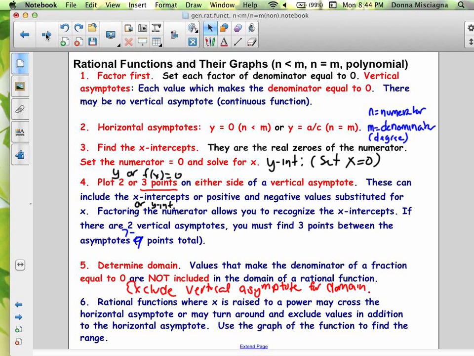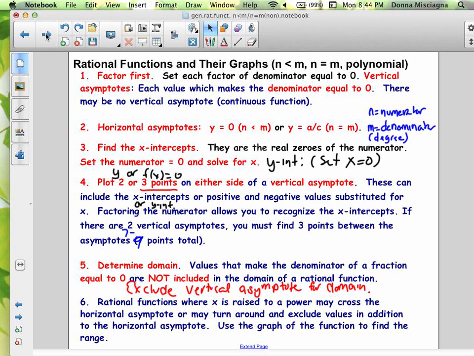We're going to find the x-intercepts. They are the real zeros of the numerator, so we just set the numerator equal to 0 and solve for x. If you haven't noticed, when we cross multiply and you multiply anything by 0, you get 0. So all that really matters is that the numerator is equal to 0, because when the numerator is equal to 0, the entire fraction is equal to 0. To find the y-intercept, you just set x equal to 0.